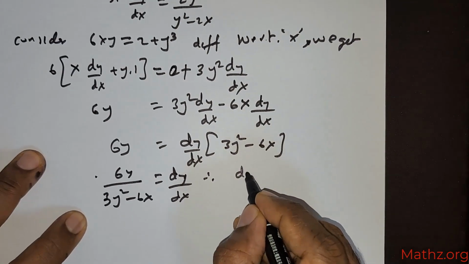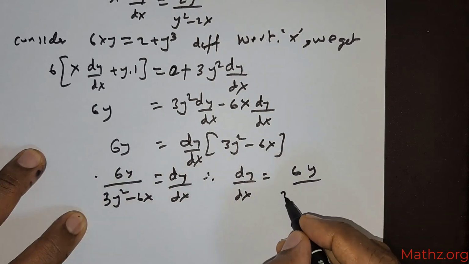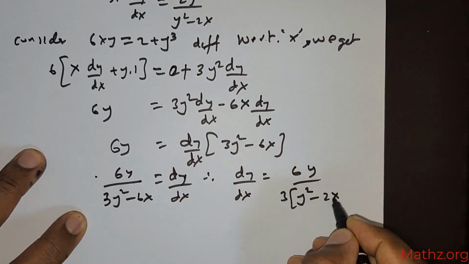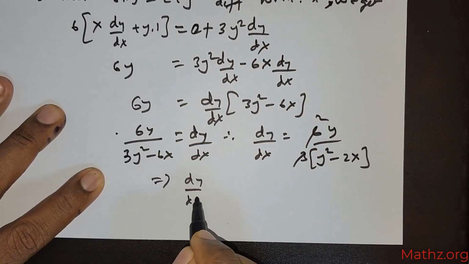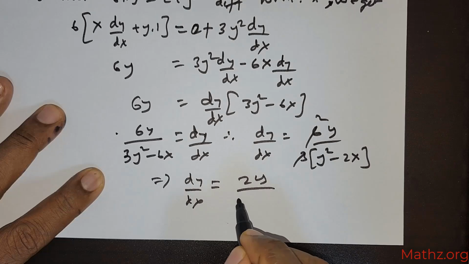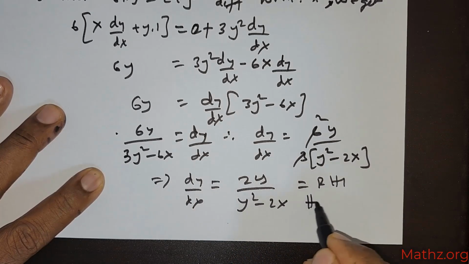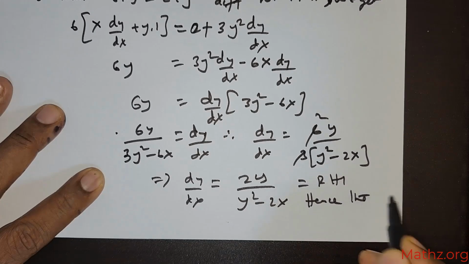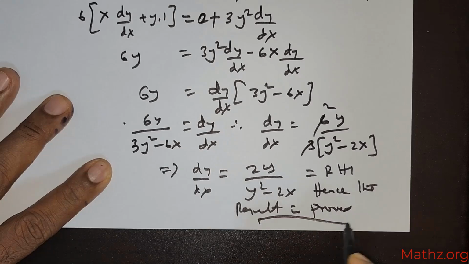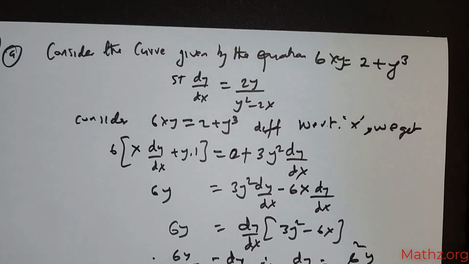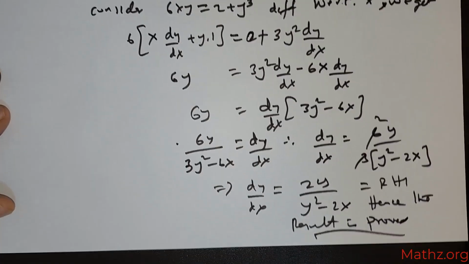So therefore dy/dx is equal to 6y divided by, take 3 out, you get (y squared - 2x), 3 will divide here 2 times. So this means dy/dx is equal to 2y divided by (y squared - 2x), which is equal to the right hand side, or you can say hence the result is proved. Okay, so that's the solution for this particular question. So you need to give all these steps. So let's move on to the next one.